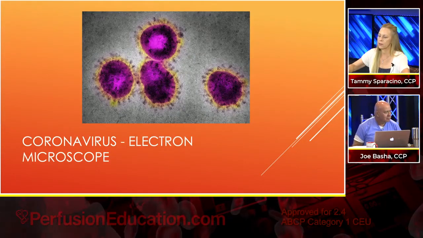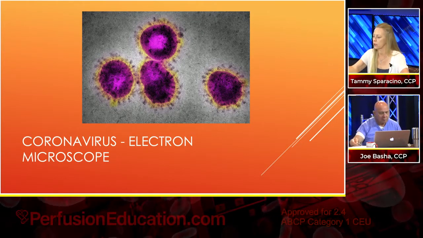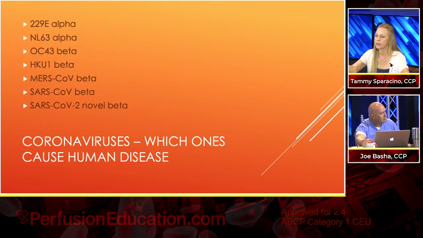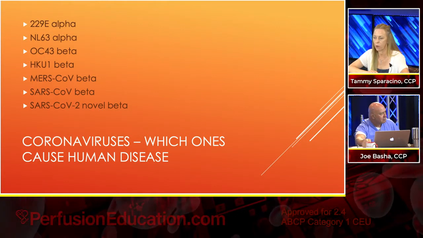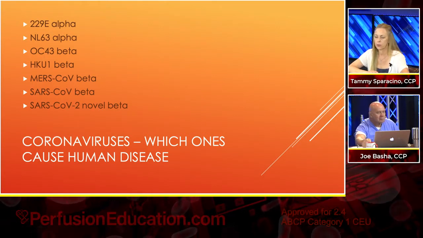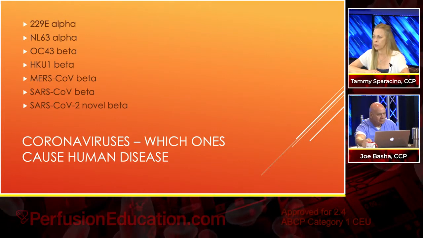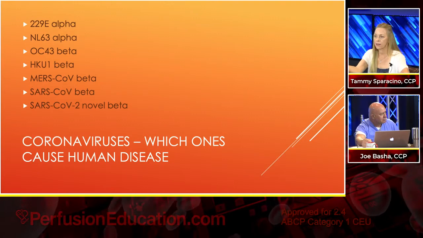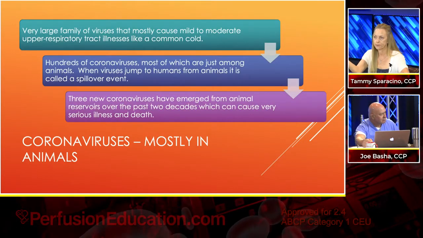So this is an image that we've all become very familiar with, and it's just what the coronavirus looks like under a microscope. All right, these are the 7 that are known to infect humans. The first 4 really don't cause any major infections in non-immunocompromised people, just symptoms like the common cold. And then the last 3 are the ones that are of concern.